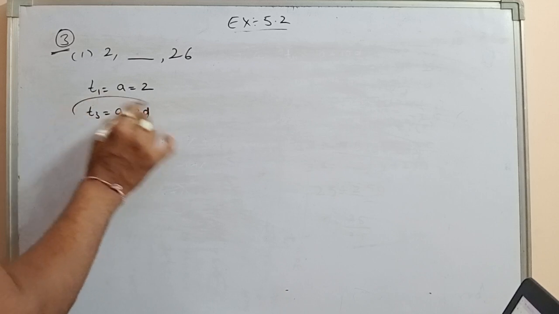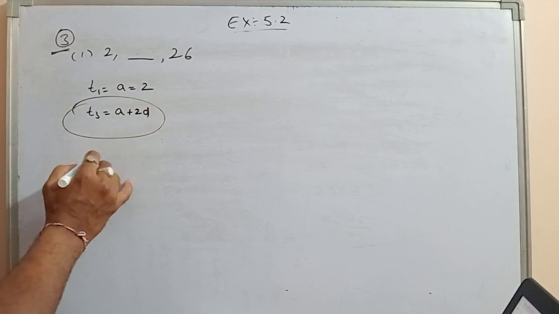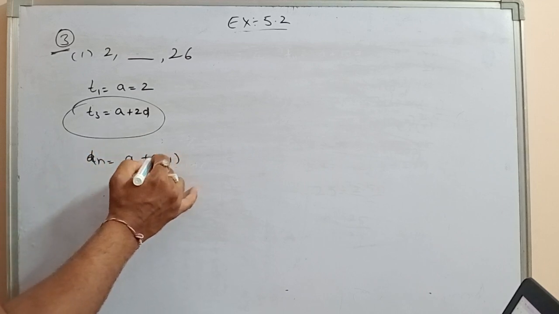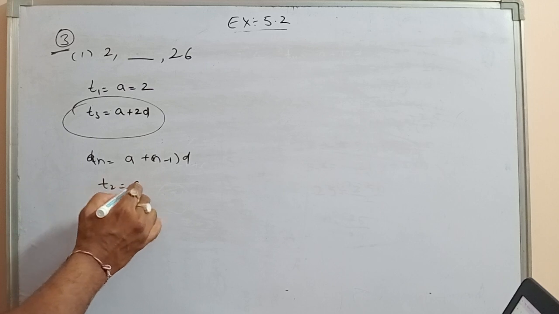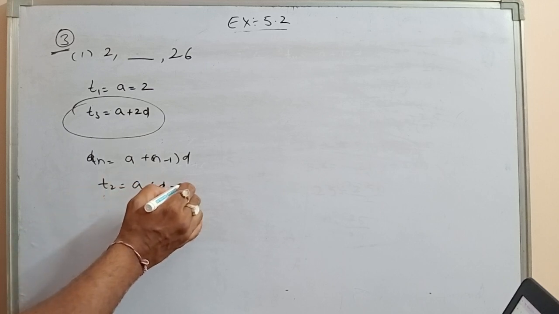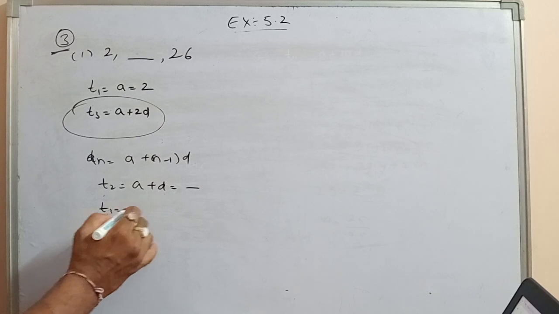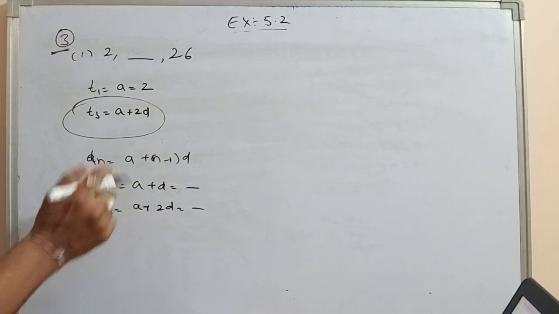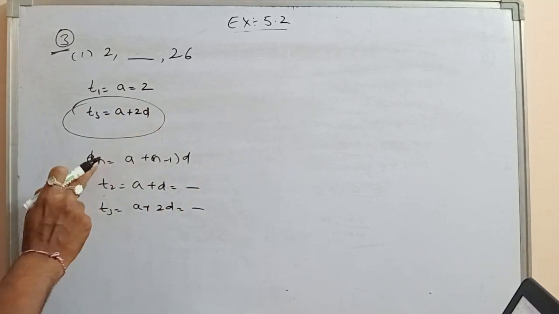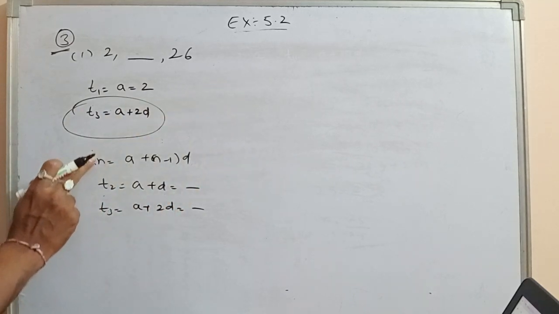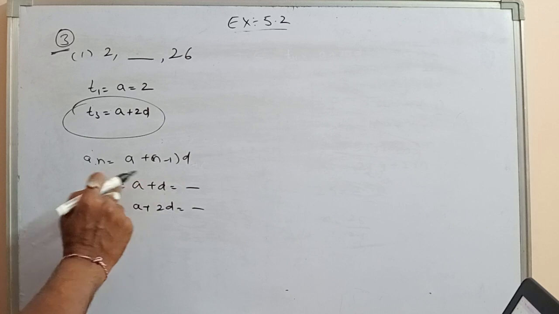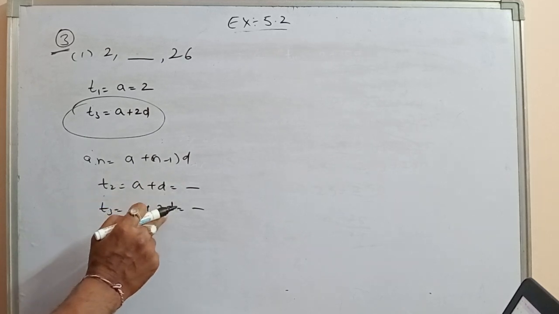Why? Because the formula is Tn, or an, is equal to a plus n minus 1 into d, right? So T2 is equal to a plus d, which is the second value, and T3 is equal to a plus 2d, which is the third value. So T2 is equal to a plus 1d, and T3 is equal to a plus 3 minus 1, which is 2d.